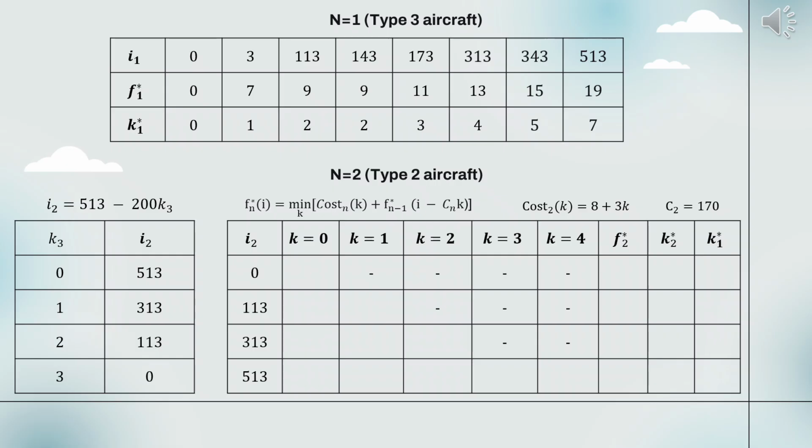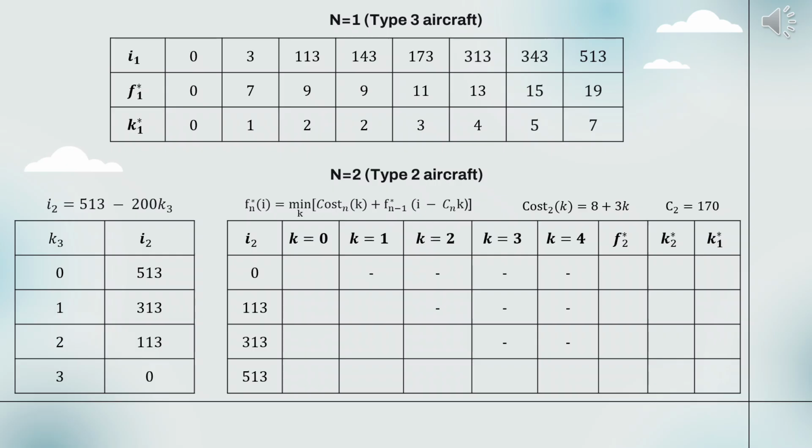This table calculates the possible values for the input state I2. These values are derived from the equation I2 equals 513 minus 200 K3, where K3 is the number of Type 1 aircraft with a capacity of 200 that might be allocated in the next stage. For example, if one Type 1 aircraft is allocated in the next stage, 313 passengers will enter this stage. Now let's move to the main calculations in the right table and examine it row by row.